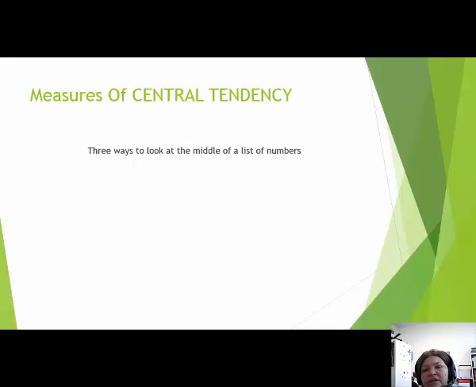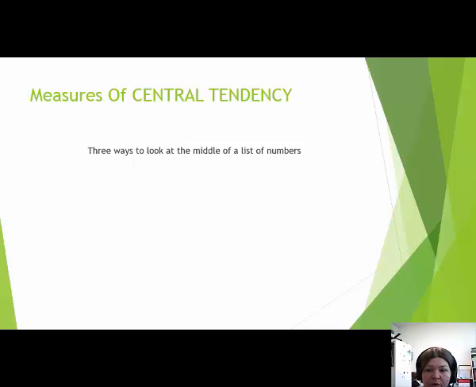So basically, we already said, what does the word central mean? It means the middle. What's a tendency? Well, think about it. If I say, Janet, she has a tendency to be on time for class and be prepared, what am I saying? I'm saying that's Janet's usual behavior. That's what I expect of her. That's how she usually acts. So when I talk about measures of central tendency, I'm talking about the way the center of a list of numbers behaves or acts, the trends, the patterns I see towards the middle.